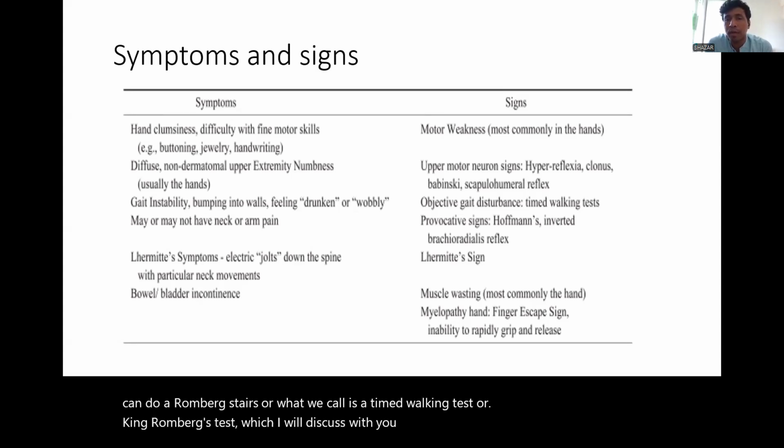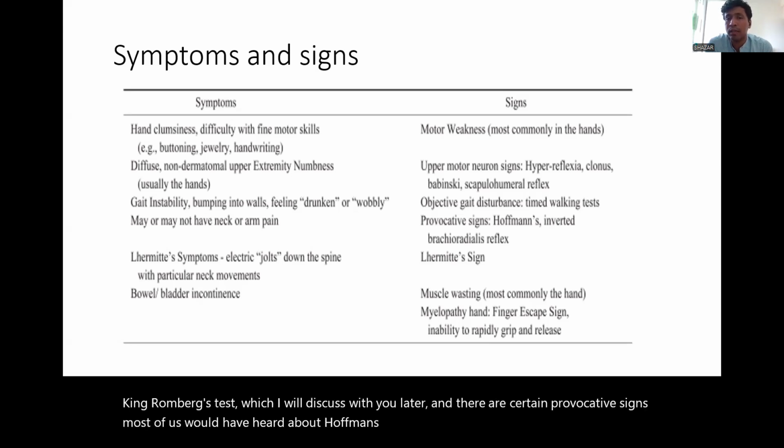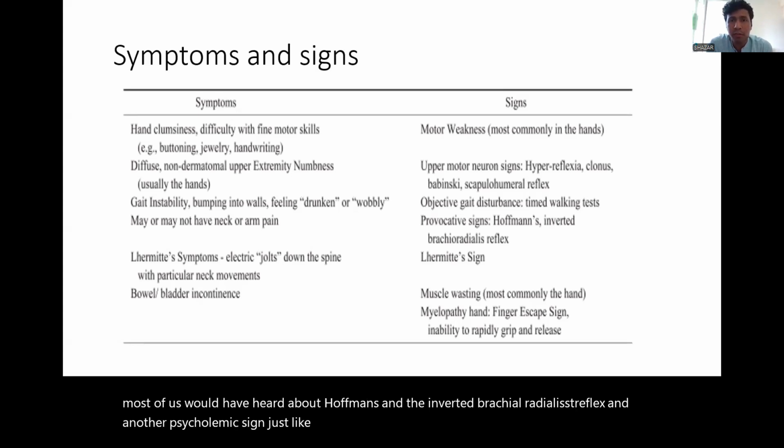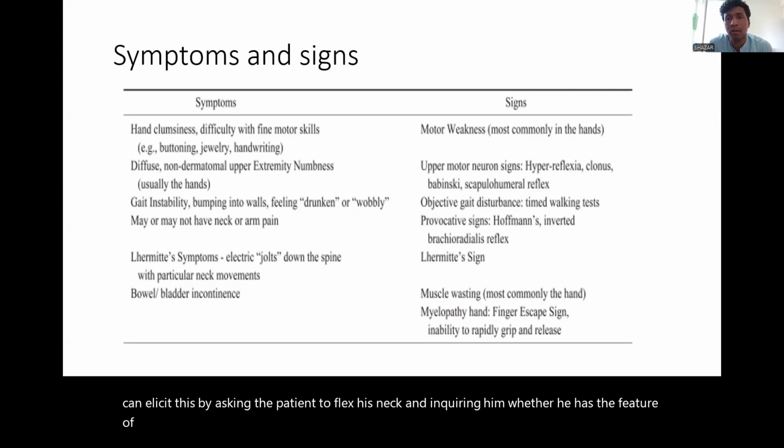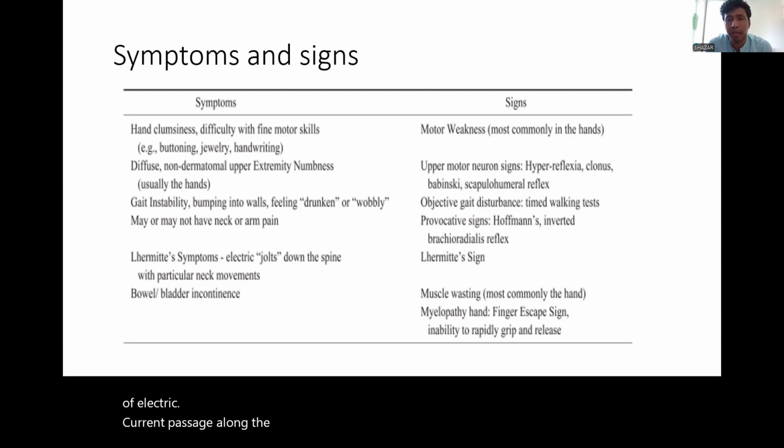And there are certain provocative signs. Most of us would have heard about the Hoffman's and the inverted brachioradialis reflex. And another sign called the Hameed sign, just like the Hameed symptom which the patient presents with. You can elicit this by asking the patient to flex his neck and inquiring whether he has the feature of an electric current passing along the back or along his spine.